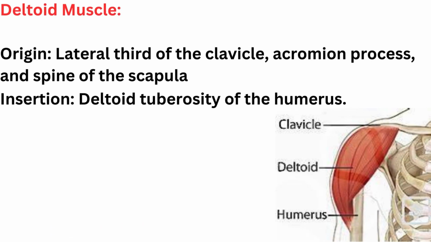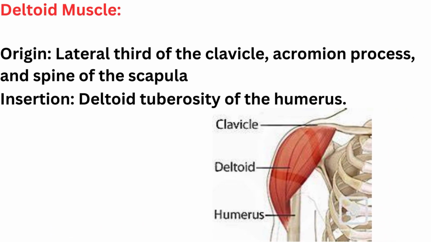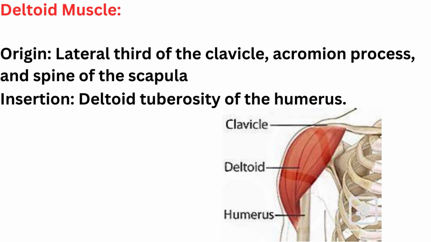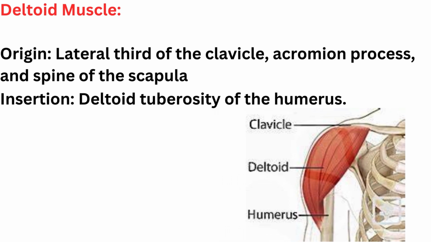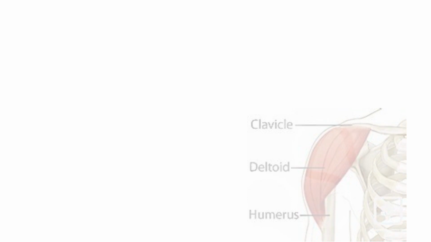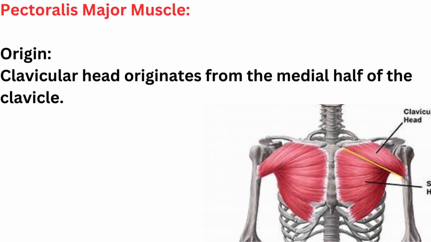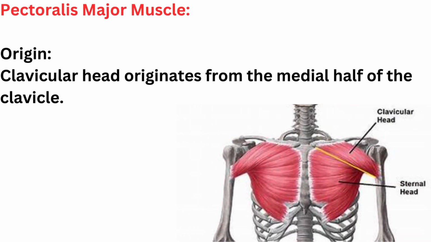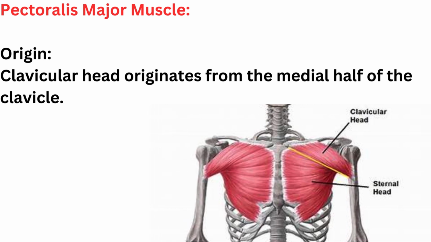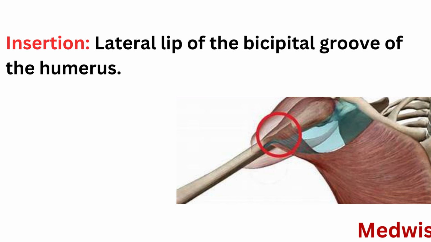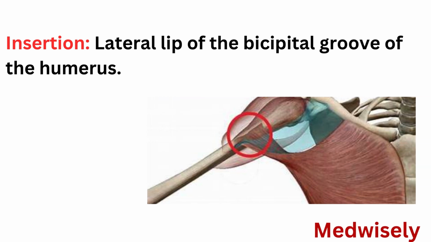Deltoid muscle. Origin, lateral third of the clavicle, acromion process, and spine of the scapula. Insertion, deltoid tuberosity of the humerus. Pectoralis major muscle. Origin. Clavicular head originates from the medial half of the clavicle. Insertion, lateral lip of the bicipital groove of the humerus.